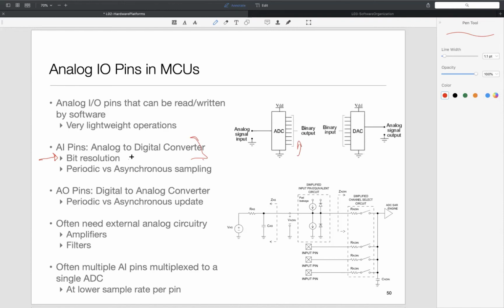So bit resolution is one parameter, and how often you are sampling is another. Are you sampling periodically? Are you sampling asynchronously, as in only when needed, on demand? These are two main ways you can approach it. Let me ask you the following. For a signal like, let's say, sound in the environment, what do you think is a good bit resolution?